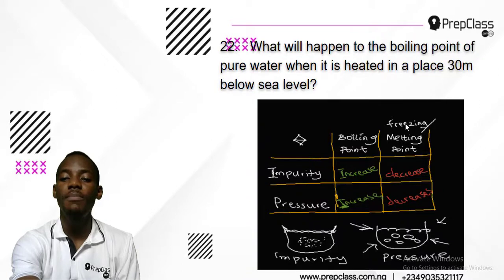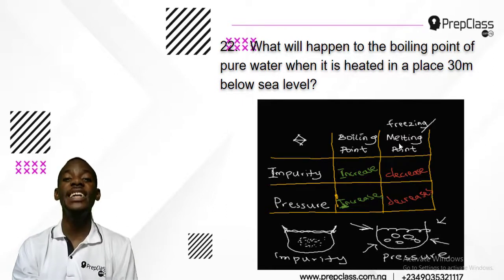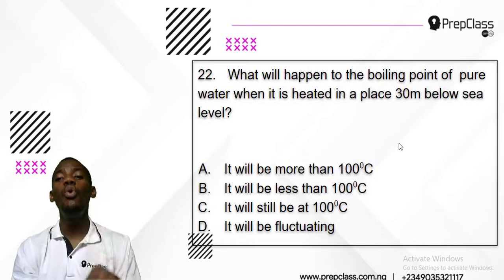Melting point or freezing point to what? Decrease. So pressure and impurities increase the boiling point and decrease the melting point or freezing point. At the mountain top, we have higher pressure, so it will cause the boiling point to increase. But this question is not talking about the mountain top. This question is talking about under the sea, a lower point.